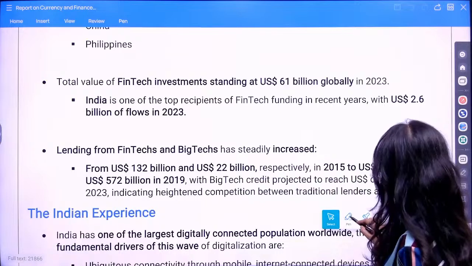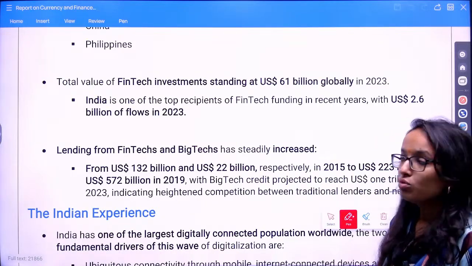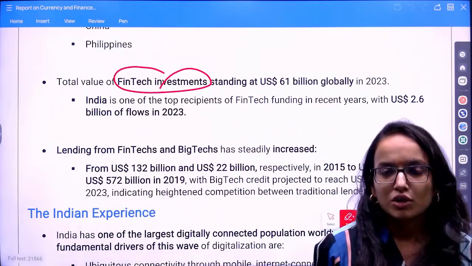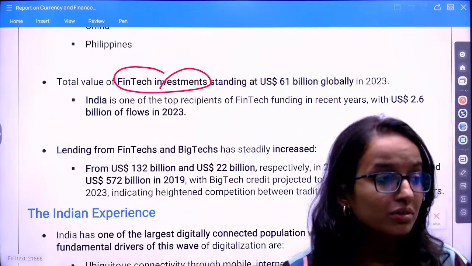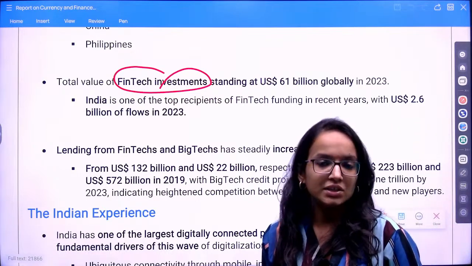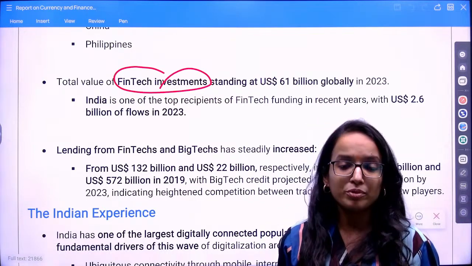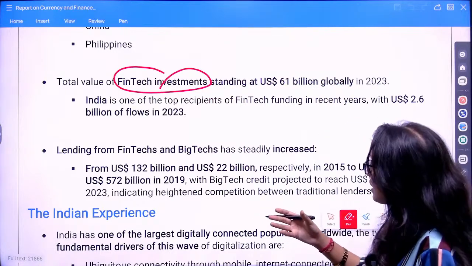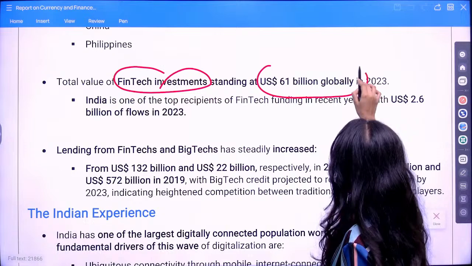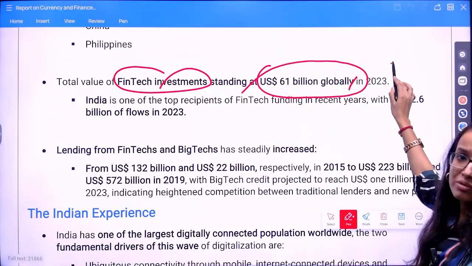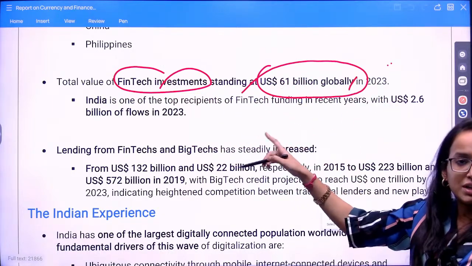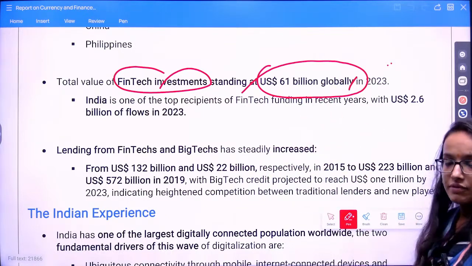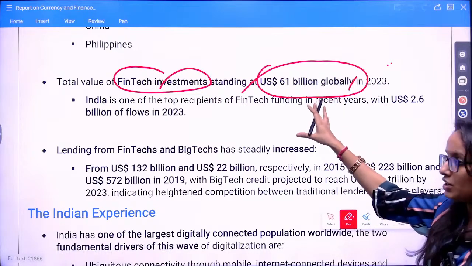Then if you see the total value of fintech investments, there is this new world where technology solutions, digital solutions, are being actively incorporated by financial corporations, right? So fintech investments are standing at 61 billion US dollars globally in 2023. This is important. Fintech industry and investments are growing faster than ever, right? So what is the amount? Fintech investment at the global level is 61 billion US dollars.